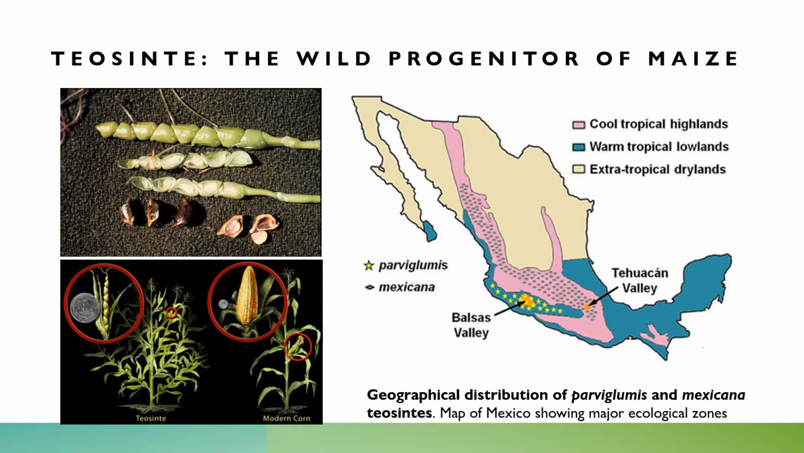In these regions, it grows commonly as a wild plant along streams and on hillsides, although it can also invade cultivated fields as a weed. It is most common in the Balsas River drainage of southwest Mexico and hence is also known as Balsas teosinte.